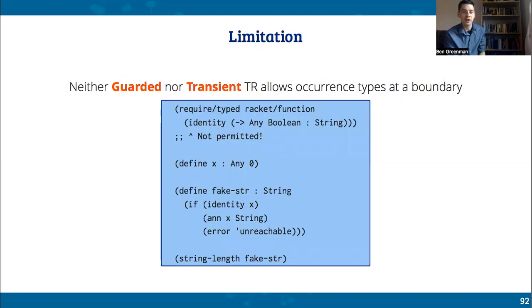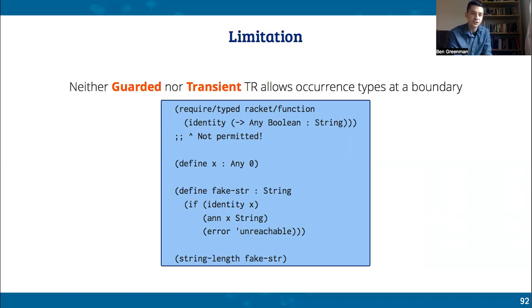Okay, and finally, I want to acknowledge one limitation. It's a limitation in our Transient, but it's also a limitation inside guarded. Typed Racket has these fancy types called occurrence types, and they allow flow-sensitive reasoning. The program down here uses an occurrence type. So statically, this program is just fine. It type checks, and I'll walk us through it in a minute. But dynamically, we have to reject it at the first line. We have to reject where it tries to import a function identity and assign it an occurrence type.